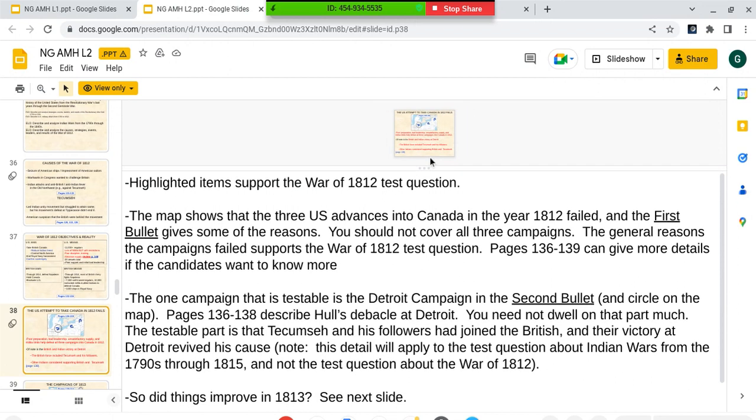The Detroit campaign here is what's testable in the second bullet. This is where Tecumseh, the Indian, and his followers joined the British, and their victory at Detroit revived the cause. So they wanted Detroit, and it really helped the Indians see that maybe if they aligned with the British, they might help to prevent the Americans from expanding westward and taking more of their land.